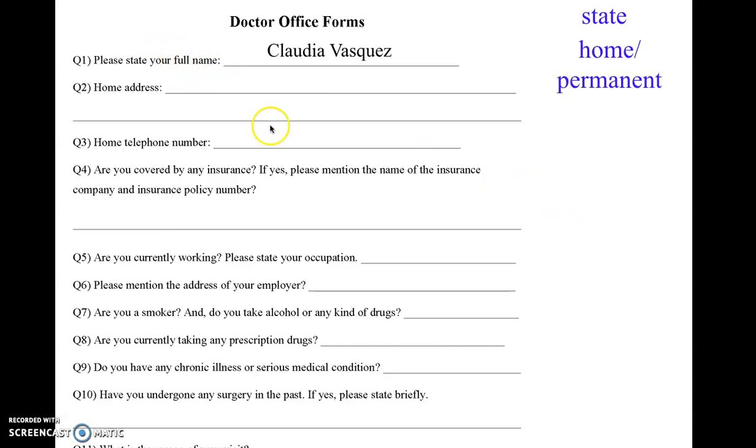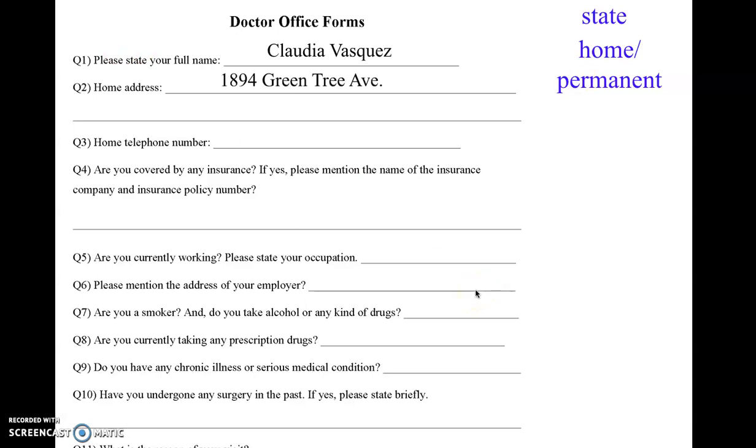Now for question two, they want to know your home address. Not every form will say this. A lot of forms will use the word permanent. For example, if you're ordering something online, they might want to know the mailing or shipping address and your home or permanent address or billing address. So there are different words, right? Here, home address, this is just where we live.